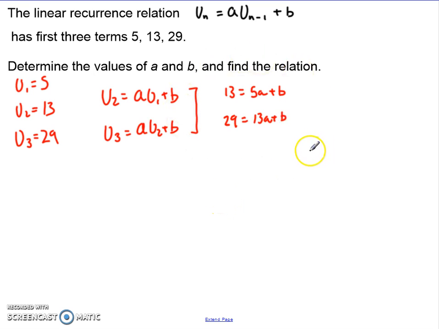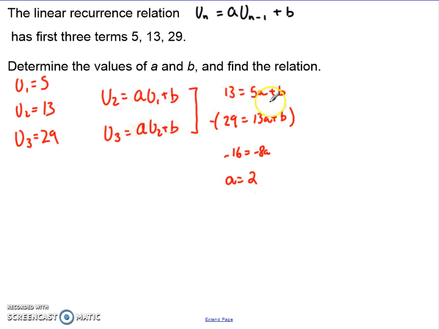So we've got a pair of simultaneous equations, we've got two variables, we can use these to calculate it. Now coefficients of b are matched, they're the same size, so we can subtract them. 13 take away 29 gives me negative 16. 5a take away 13a gives me negative 8a, and then b take away b is nothing. So negative 16 is equal to negative 8a. From that, I know that a is equal to 2.